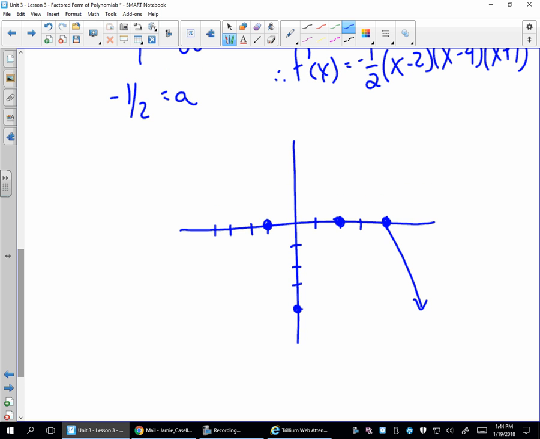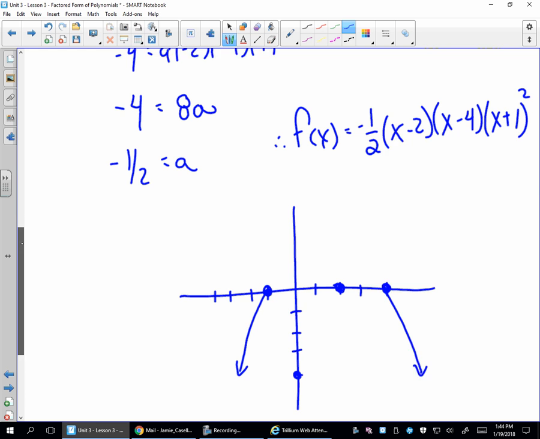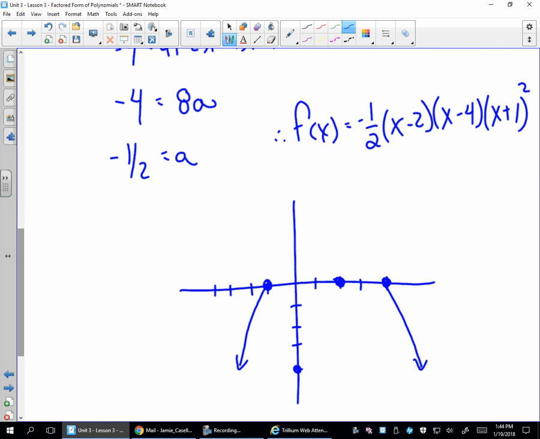We were told it's a quartic function, so even. We were told that there is a bounce at -1. So I have to go back down, okay, through the y-intercept, and then I need 2 regular old zeros, pass-through zeros. Here's a pretty good sketch. Getting more accurate, right? The more information we add, the more accurate it gets.